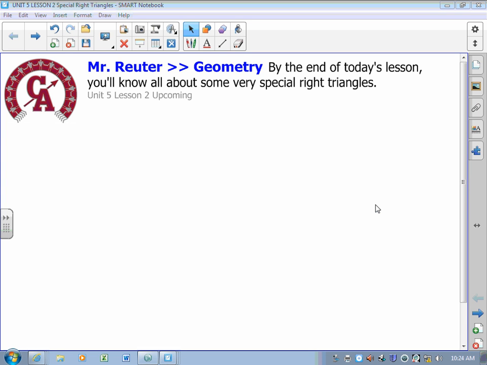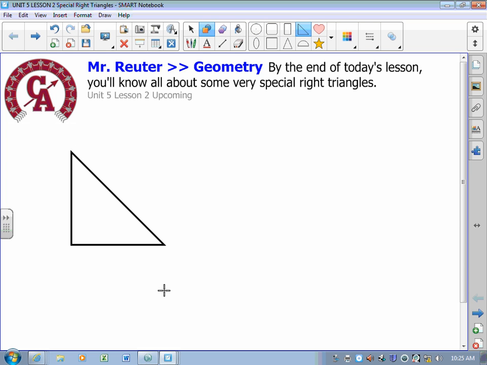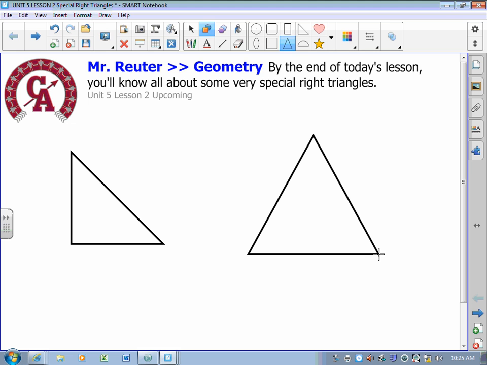Okay, lesson 2 in this unit deals all about some very special right triangles. We're going to use the Pythagorean theorem and all of our geometry to help us learn about very special right triangles. Specifically, I want to learn about this right triangle and the one that comes from this one.